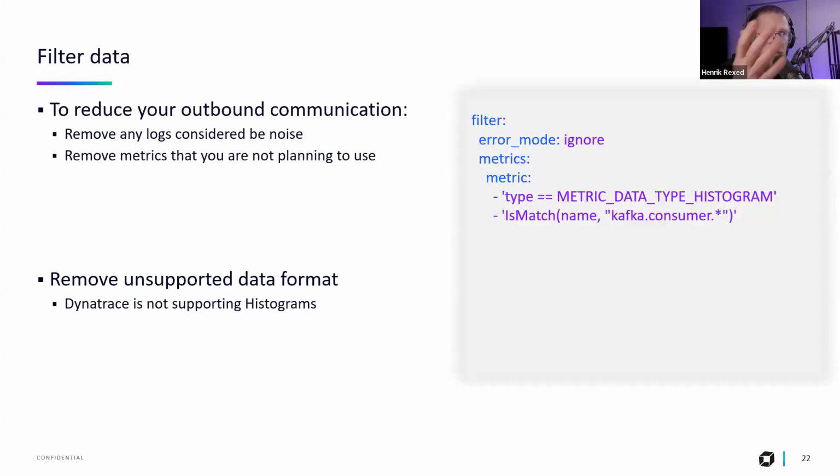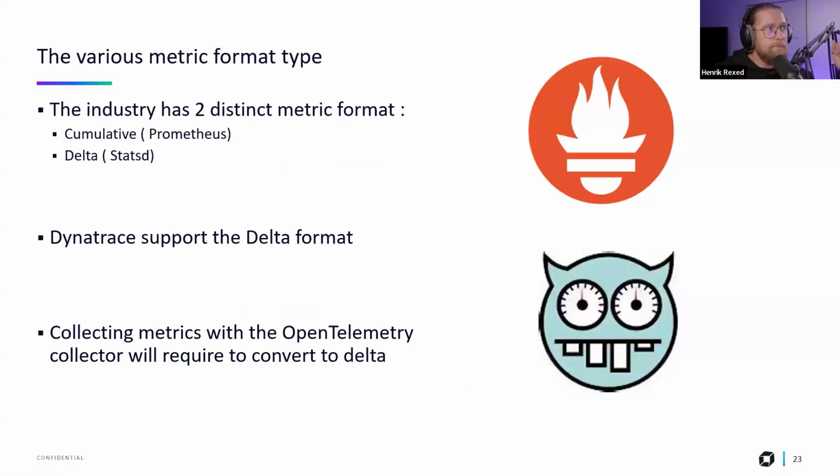So here's an example. The filter processor also utilizes the OTTL language. So you can see here I'm specifying metrics, and I'm defining the scope as metric, so the entire metric structure. And here I'm saying, okay, the metric data type: if it's equal to histogram, just drop it. And the other statement is that if the name of my metric starts with kafka.consumer, just drop it. So there are plenty of functions, so you will be able to control what you want to send or not send to the backend.